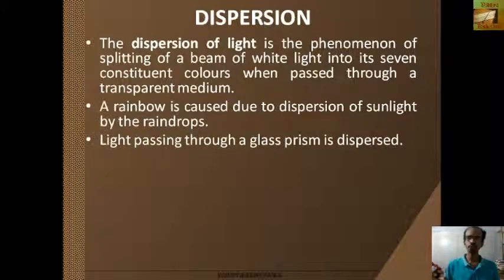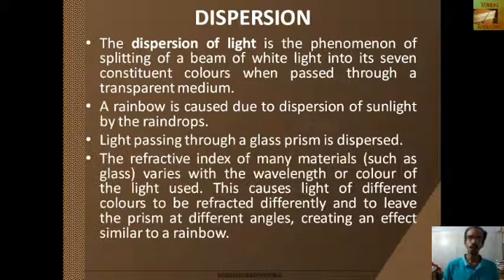Now light passing through a glass prism is dispersed. What is the cause of dispersion? Basically, the cause of dispersion can be explained as follows. The refractive index of many materials, such as glass, varies with the wavelength or color of the light used. This causes light of different colors to be refracted differently and to leave the prism at different angles, creating an effect similar to a rainbow.